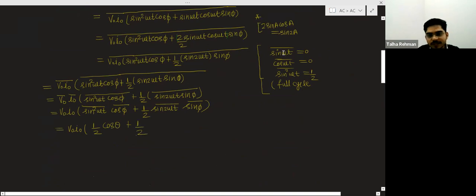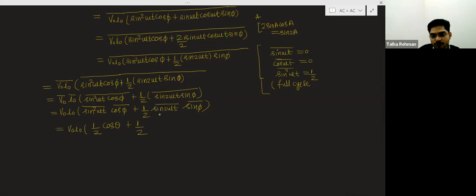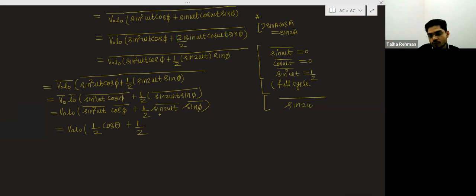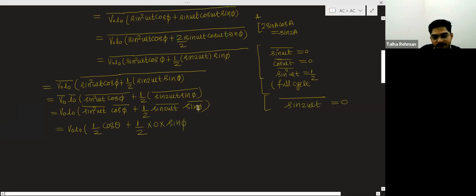Now see here, the average value of sine over a full cycle is equal to 0. This is sine 2 omega t. So you can write here the average of sine omega t, sine 2 omega t is equal to 0 for a full cycle. All these things are valid for a full cycle. So it will be 0. And this will be sine phi. Why? Because this phi is constant.